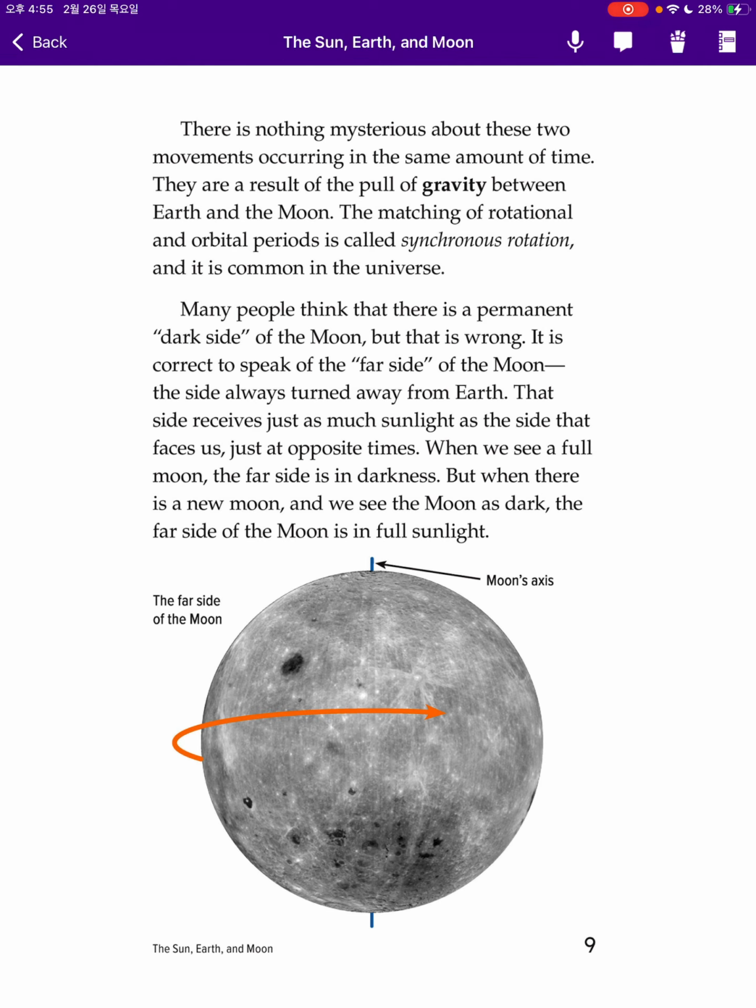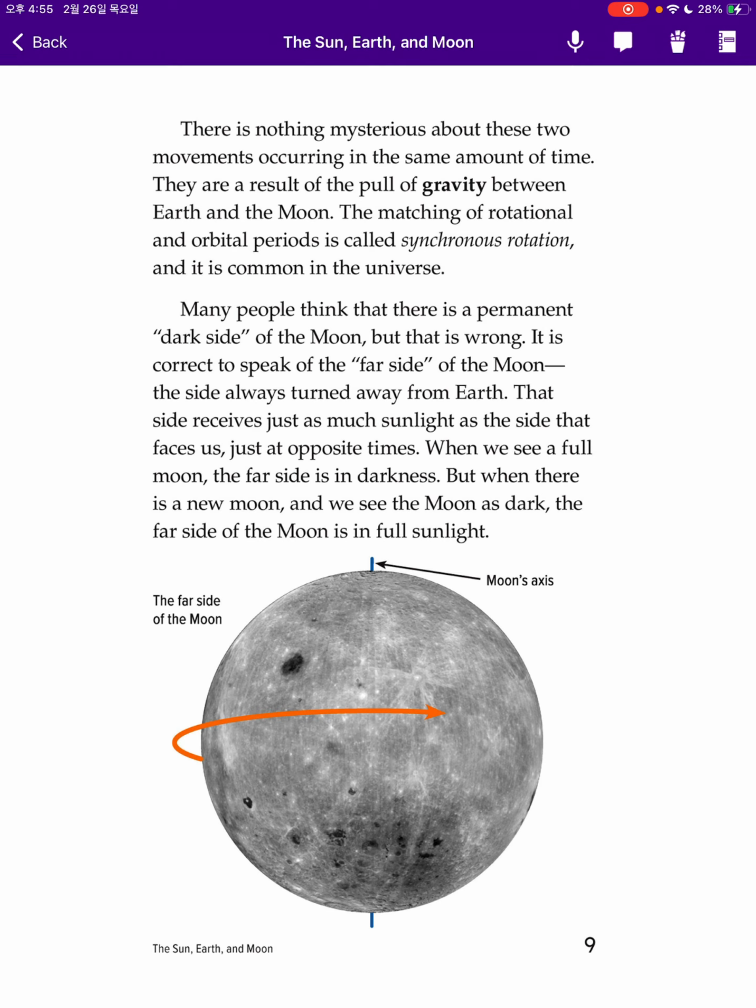There is nothing mysterious about these two movements occurring in the same amount of time. They are a result of the pull of gravity between Earth and the Moon. The matching of rotational and orbital periods is called synchronous rotation and is common in the universe.